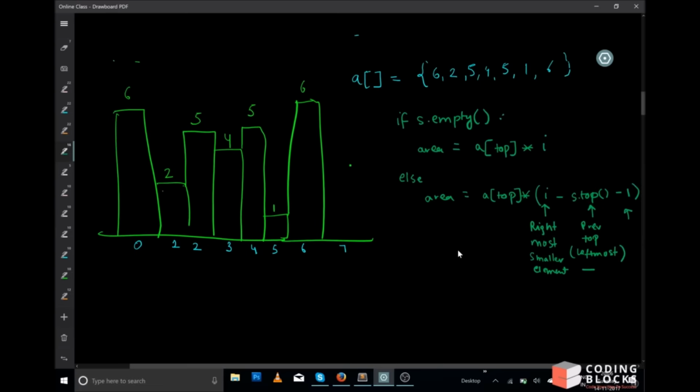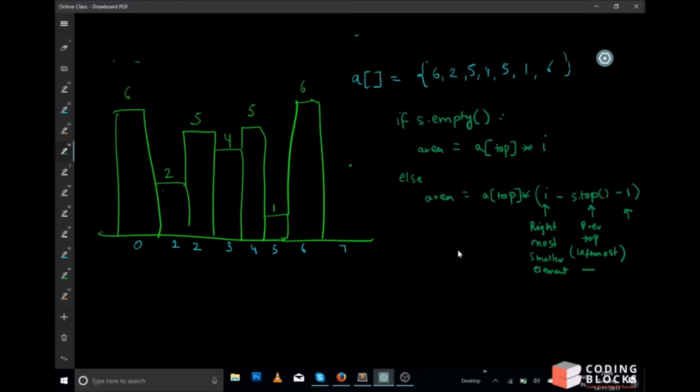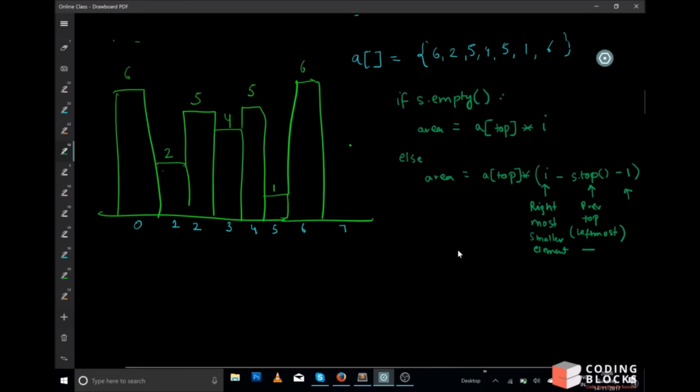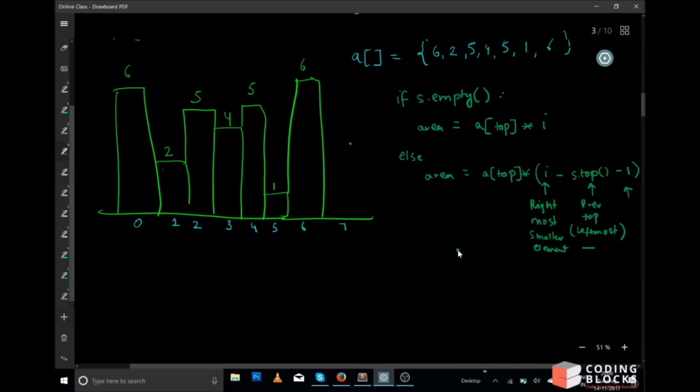And I know if the current element is higher or the stack is empty, I'm going to push it. Otherwise, I'm going to pop some of the elements, right? Now let us dry run each and every step.